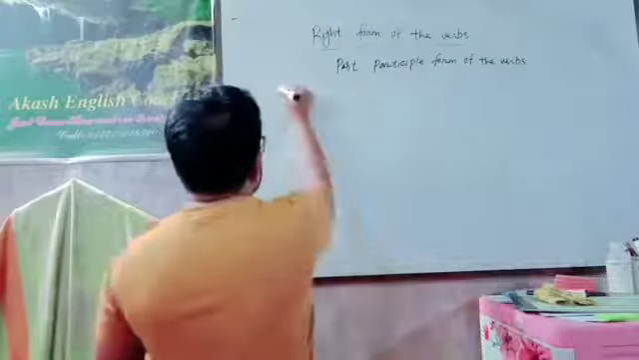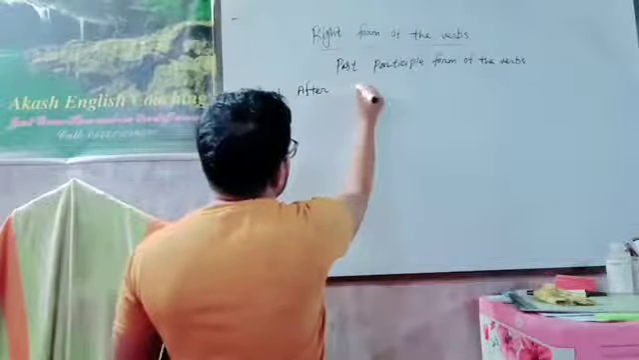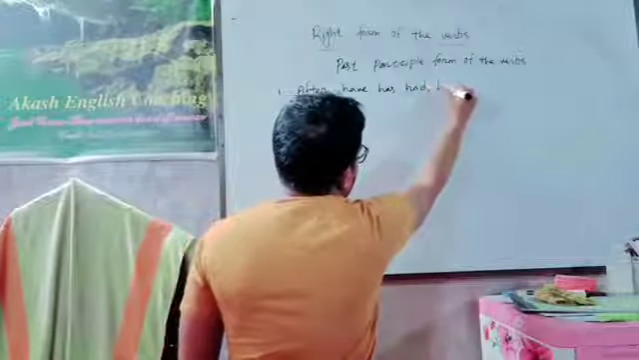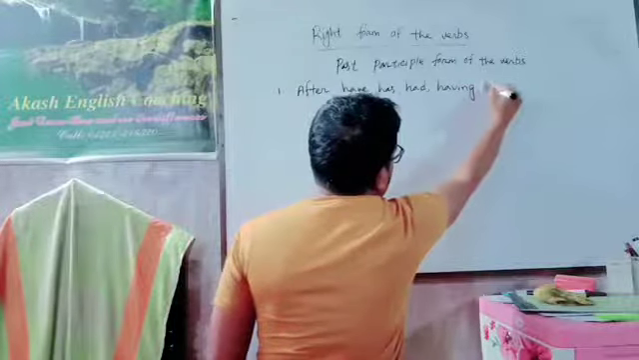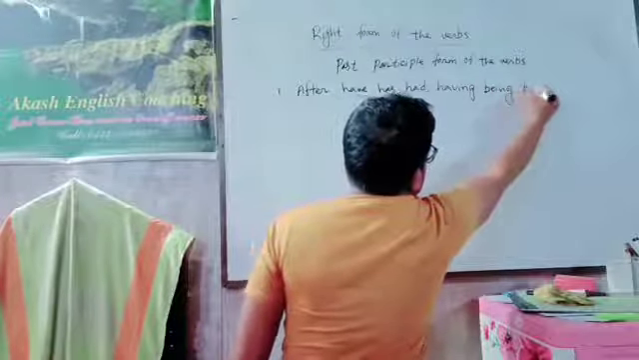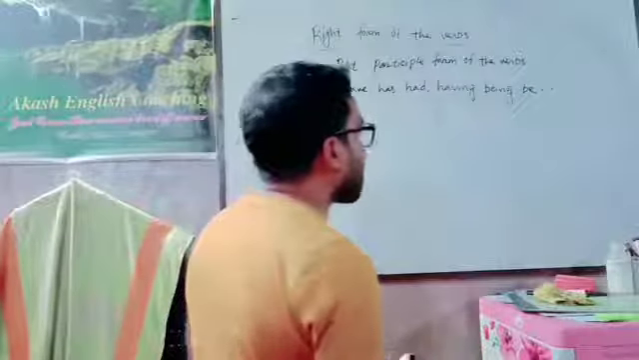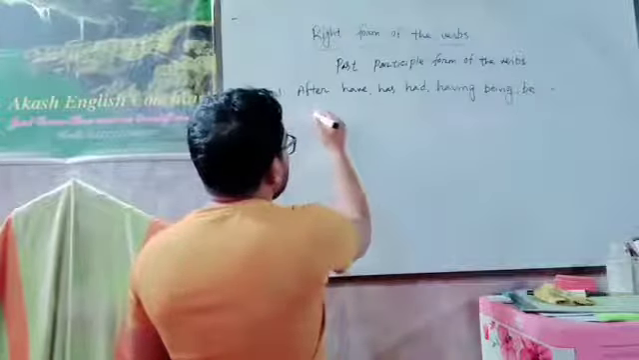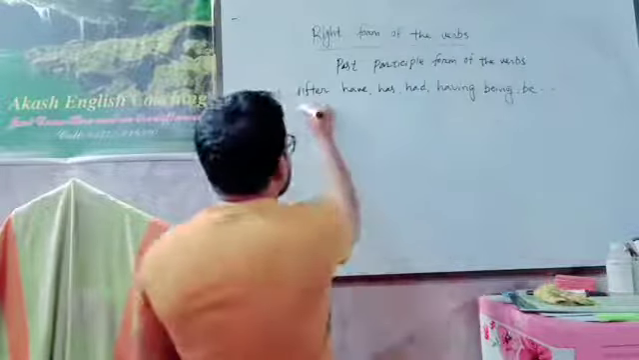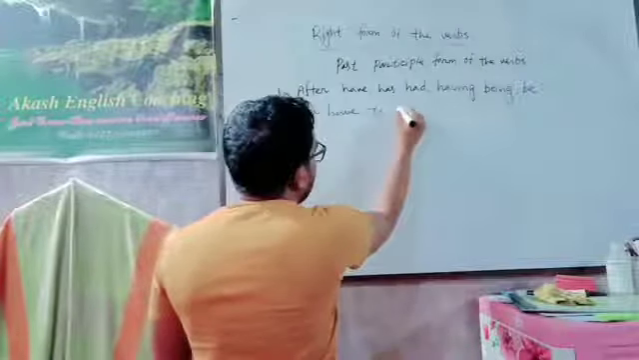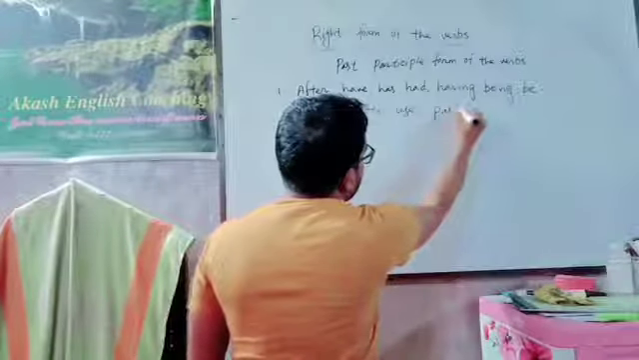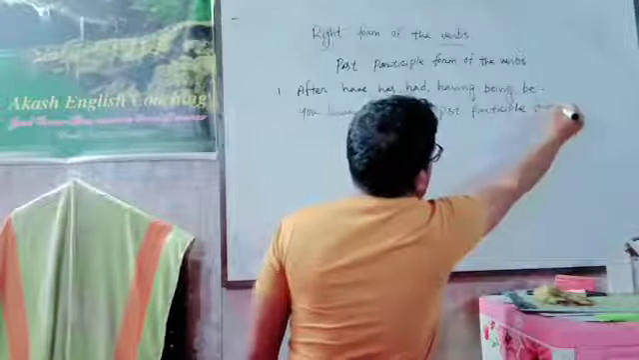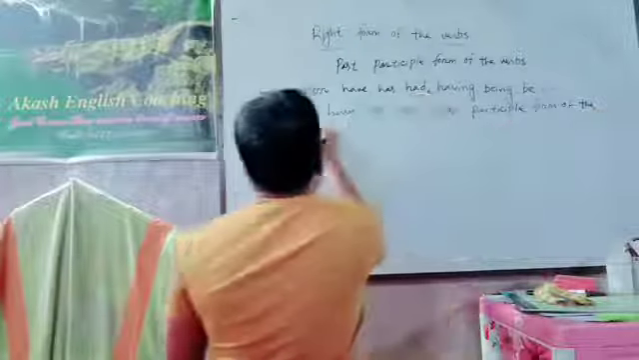Rule number one: after have, has, had, having, being, be, etc. If you find one of these before the gap, we have to use the past participle form of the main verb in the gap. So after have, has, had, having, been, be, you have to use the past participle form of the verbs.